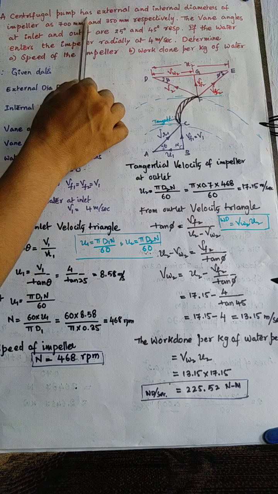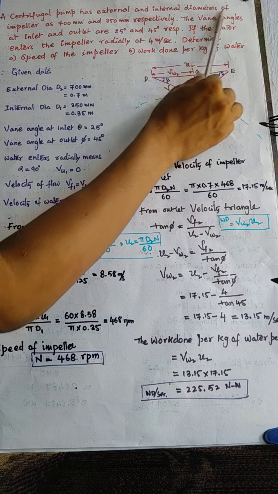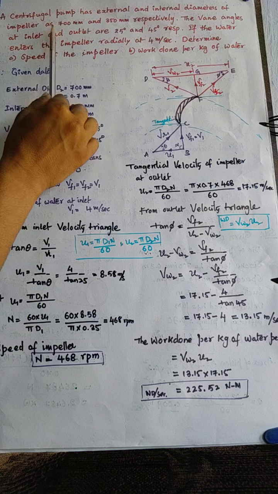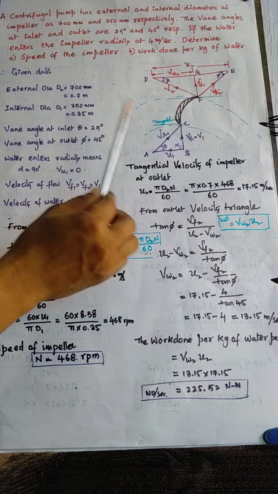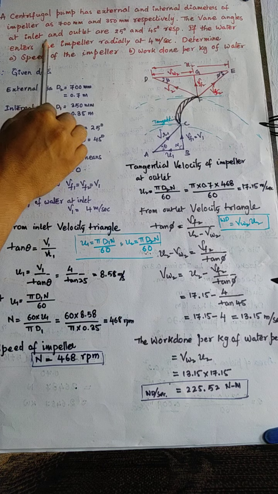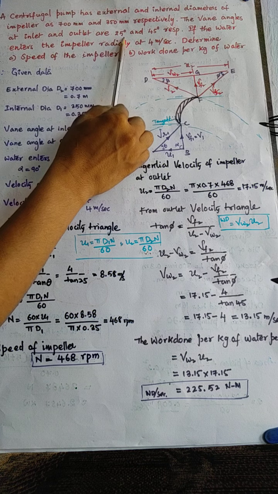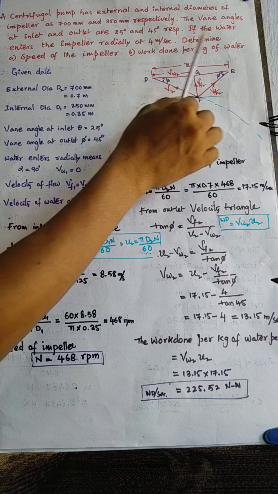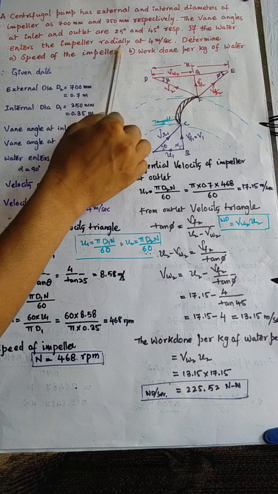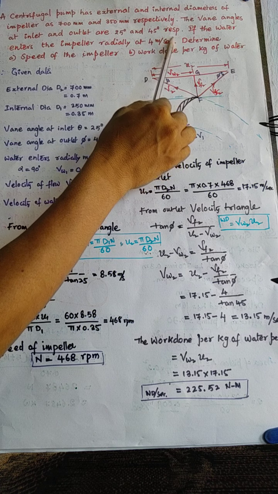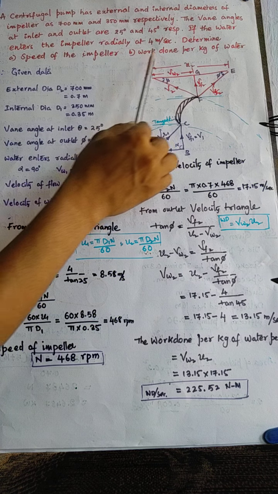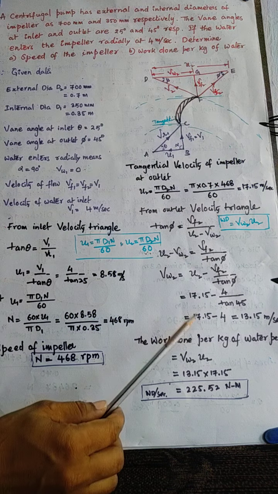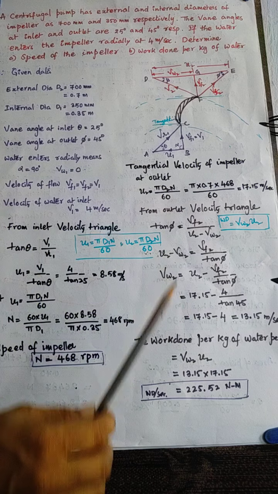So the centrifugal pump has external and internal diameters of impeller as 700 mm and 350 mm respectively, and the vane angles at inlet and outlet are given 25 degrees and 45 degrees. If the water enters the impeller radially at 4 meters per second, determine speed of the impeller and work done per kg of water. So this is the given question.